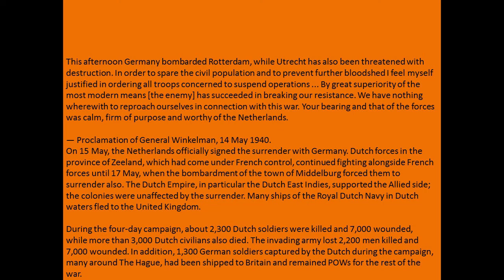During the four-day campaign, about 2,300 Dutch soldiers were killed and 7,000 wounded, while more than 3,000 Dutch civilians also died in the four-day campaign, and that's not including the 30,000 killed in Rotterdam. The invading army lost 2,200 men killed and 7,000 wounded. So just a little bit less than the Dutch, the Wehrmacht had lost about that amount. In addition, 1,300 German soldiers captured by the Dutch during the campaign, many around The Hague, had been shipped to Britain, to England, and remained POWs for the rest of the war.